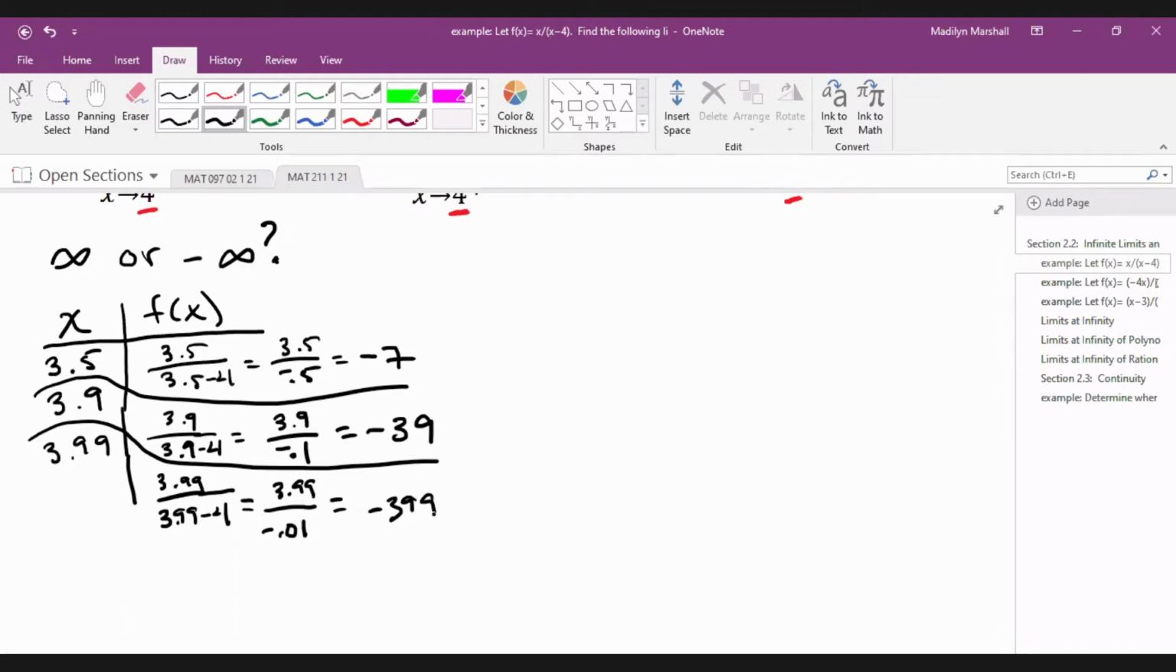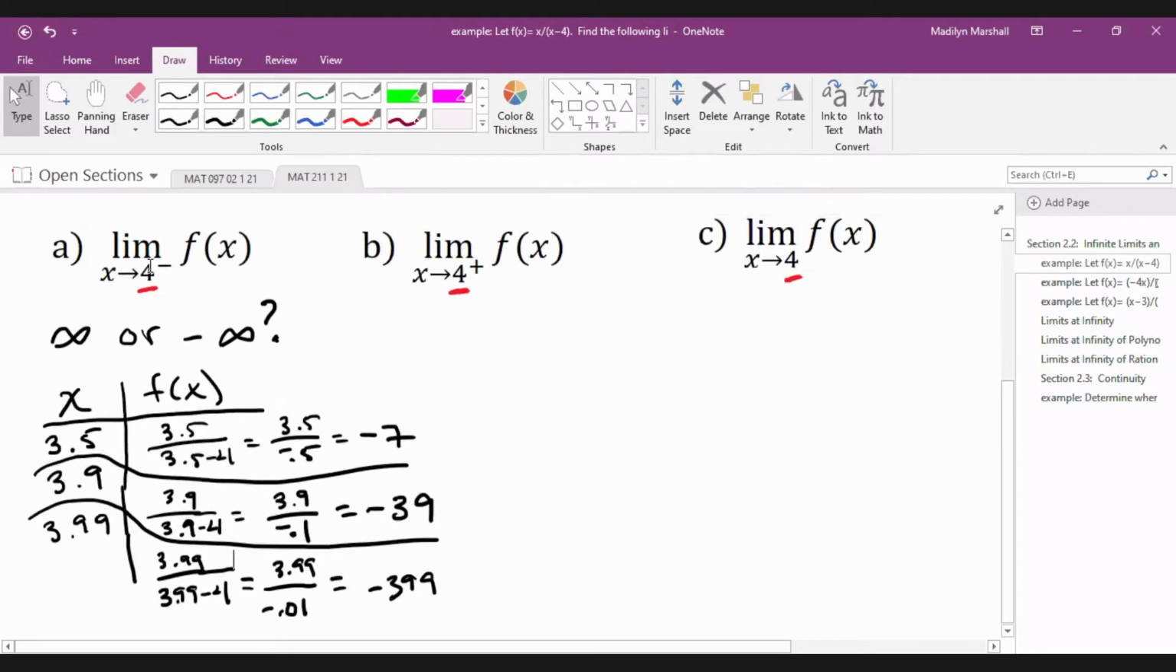So all we're doing here is taking these values of x that are getting closer to 4, specifically from the left side, since that's the limit we are looking at, and plugging them in to see what's happening to the function. So we started off with negative 7, negative 39, negative 399. So we can see that the function is getting bigger in the negative direction as we get closer to 4 on the left.